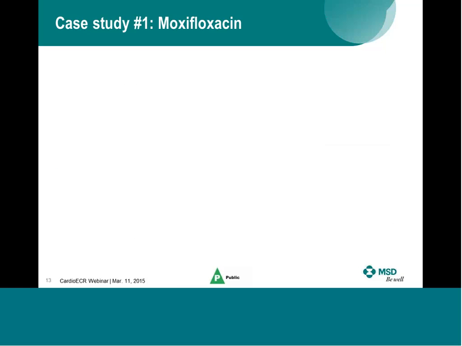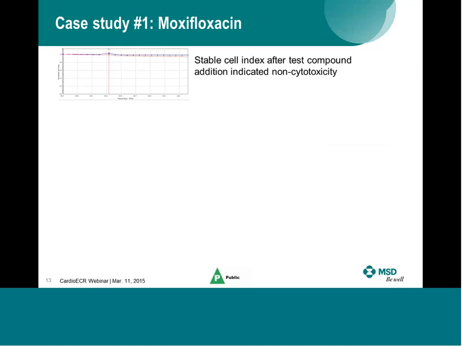So first, we study mechanistic fluxing. This is the cell index spectrum. The red line is at the time the compound was added to the well. You can see after the addition of the mechanistic fluxing, the cell index, after normalized to the green rate control, is very stable. So a stable cell index after the compound addition indicates its non-cytotoxicity.